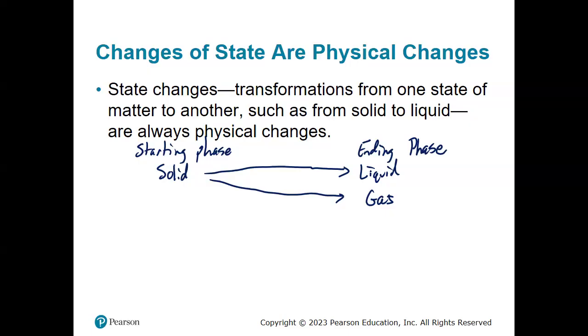So solids, we know, can go from solid phase to liquid, solid phase to gas. These processes, probably familiar at least with some of them, we know that if we go from the solid phase to the liquid phase, we call that melting. If we go from the solid phase to the gas phase, we call that sublimation.